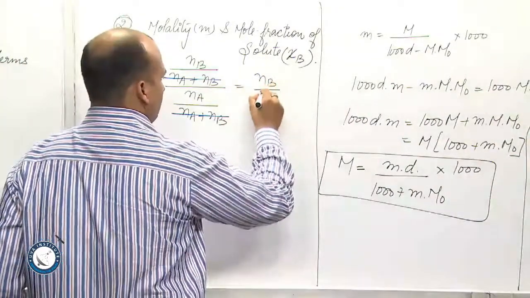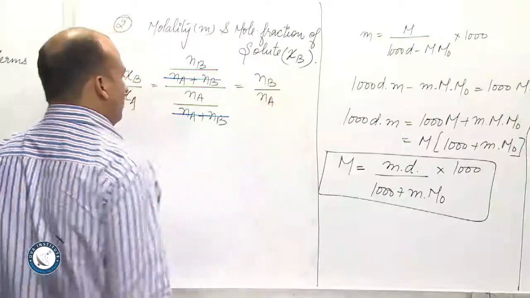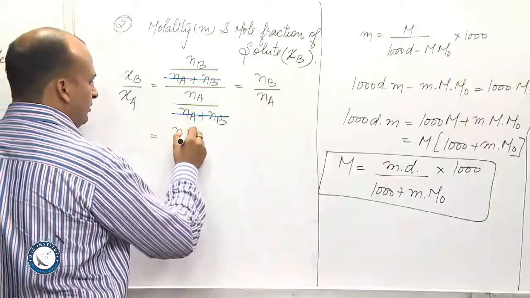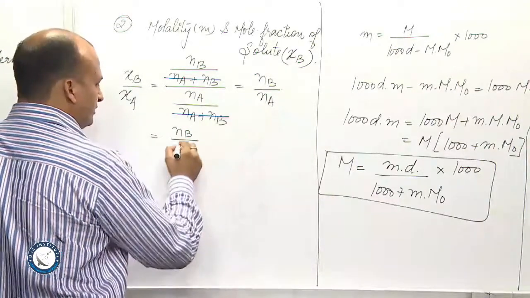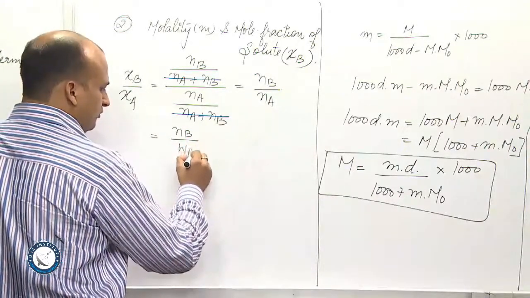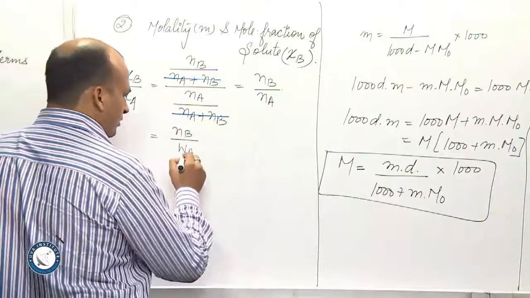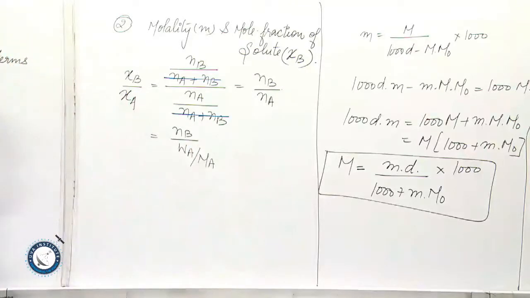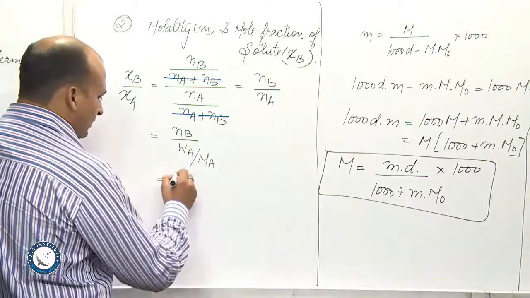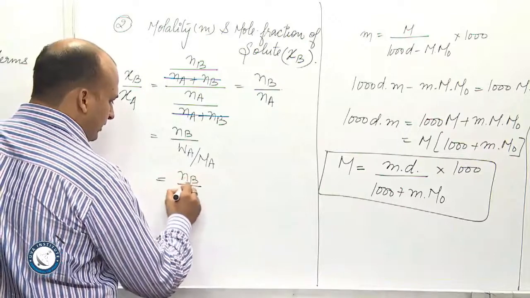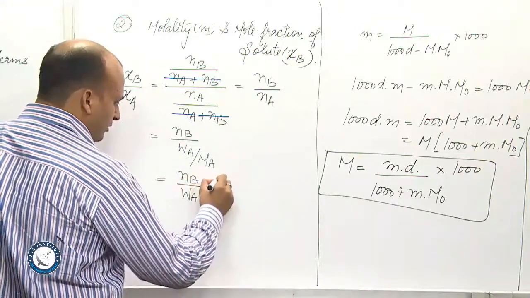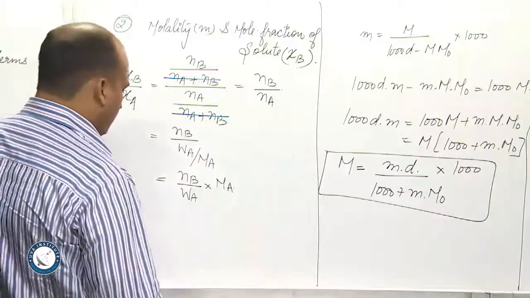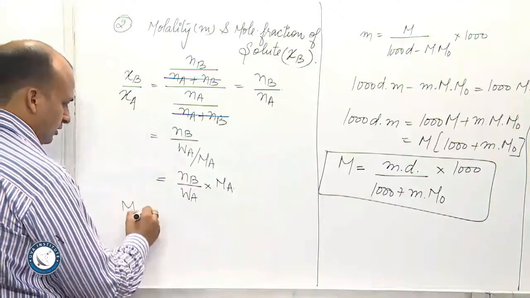So we are getting this. This can be written as nB. nA is written as mass of solvent upon molar mass of solvent. I can write it like this: nB by WA into MA. Agreed? Okay.